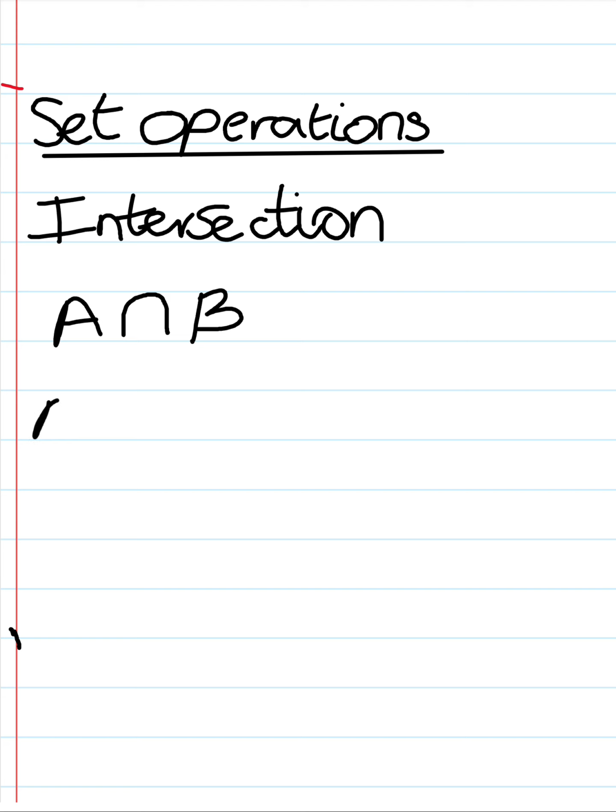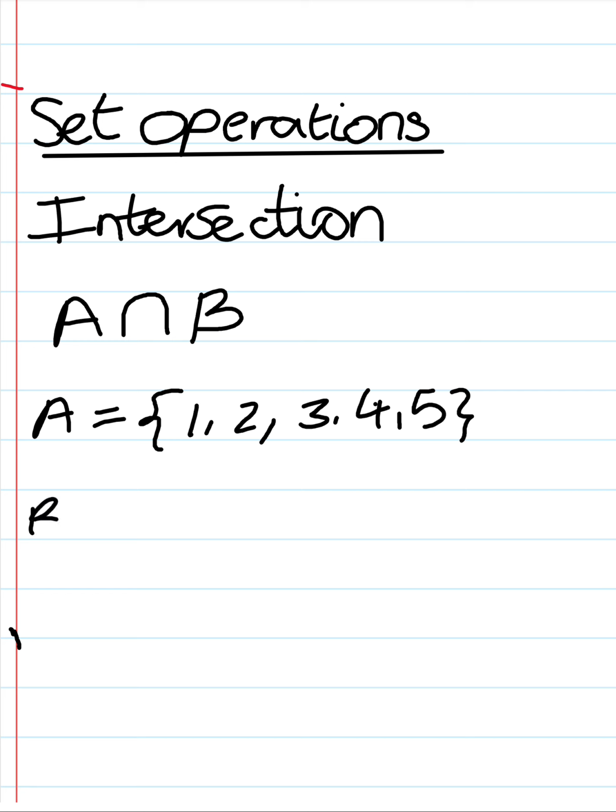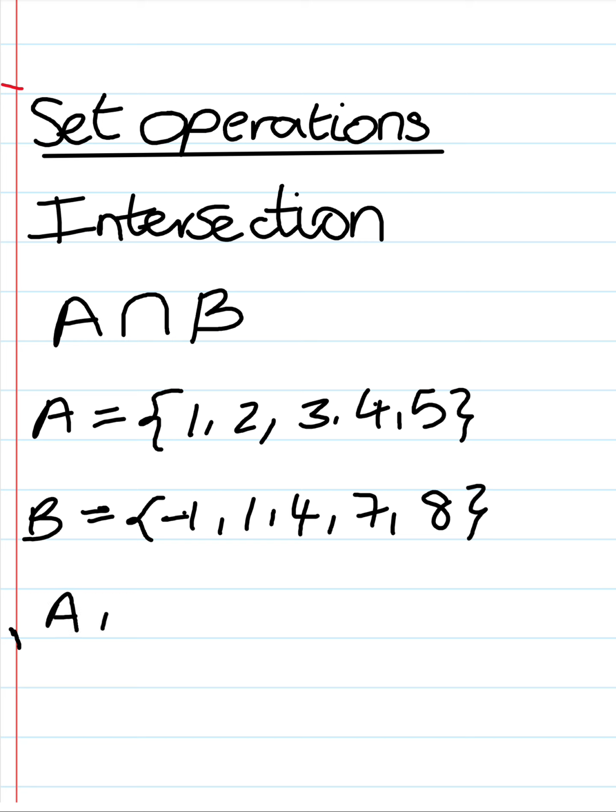For example, if the set A contained the elements 1, 2, 3, 4, and 5, and the set B contained the elements -1, 1, 4, 7, and 8, then the intersection of both sets, A and B, would contain the elements 1 and 4, as these are the only 2 elements that are in both.